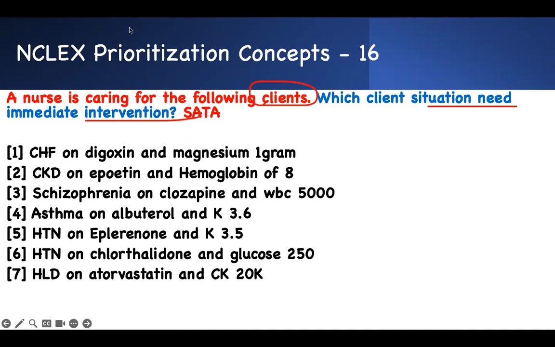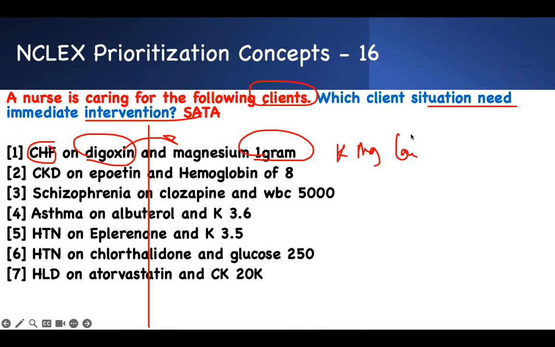And I made this really hard. Most of the questions are hard, but I made it so that this one you can think. If you have CHF and you're on digoxin, and your magnesium is 1, when you're on digoxin, you make sure that your magnesium is normal, your potassium is normal, and your calcium is normal. Don't go up on it, don't decrease it. At the same time, digoxin causes QT prolongation. Magnesium of 1 will cause QT prolongation. So I have to worry about you.